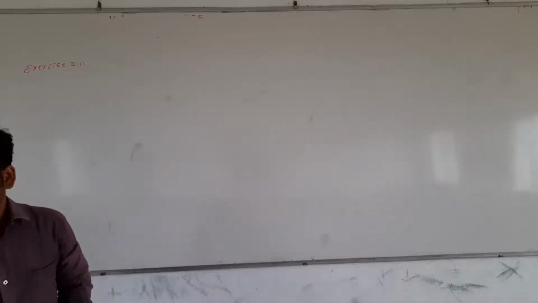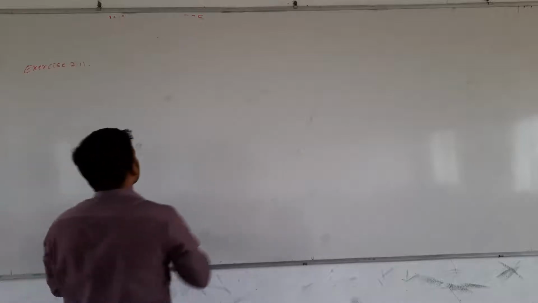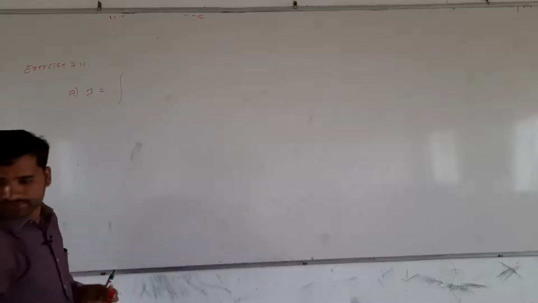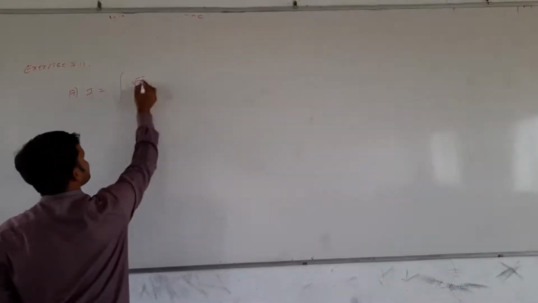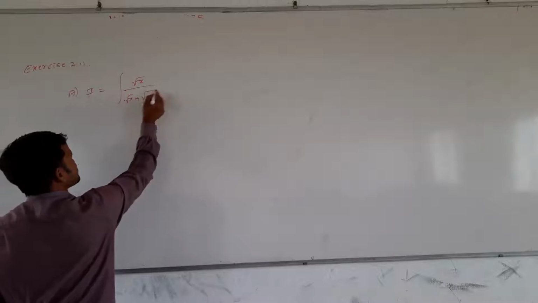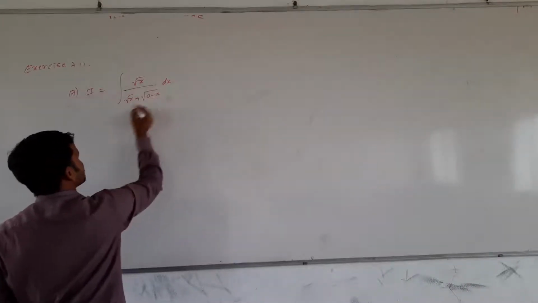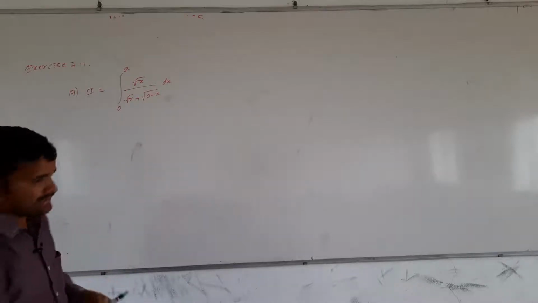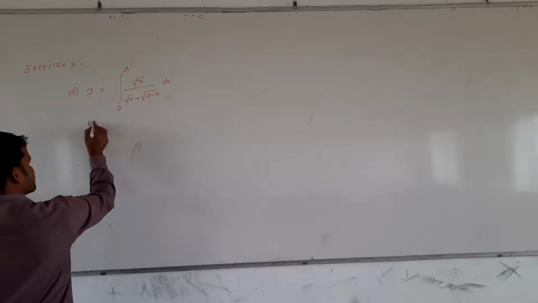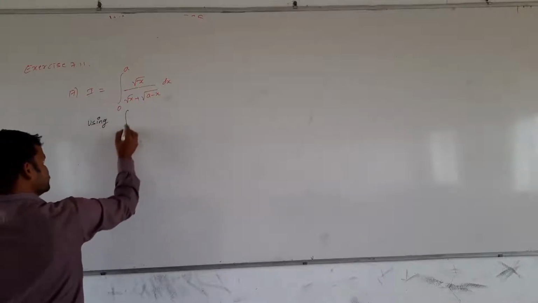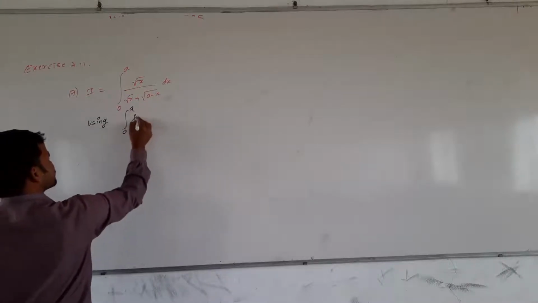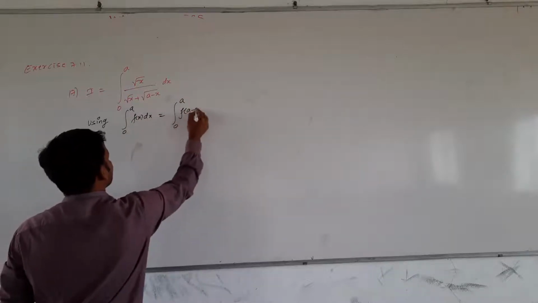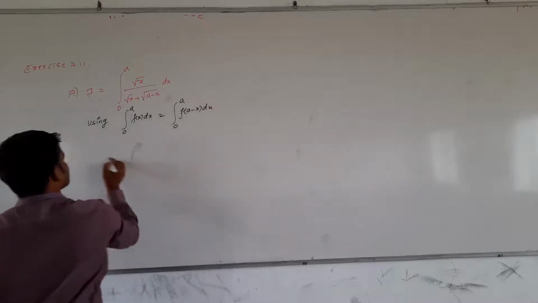Problem number 17 is I is equal to integration of square root of x by square root of x plus square root of a minus x into dx from 0 to a. Very simple problem it is, very simple. Let me use the property integral from 0 to a f of x into dx is equal to integral from 0 to a f of a minus x into dx.